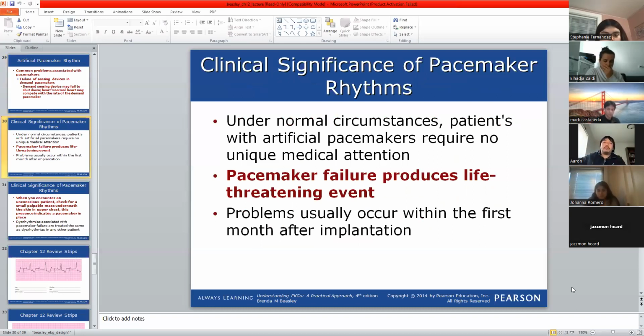Pacemaker failure, of course, produces a life-threatening event. Why? The heart is not working, as if the patient has a cardiac arrest. And this is very important when we find some people who have lost consciousness or something like that, and you notice something implanted under the skin. So they have a pacemaker and this pacemaker is not working, and you have an emergency situation.